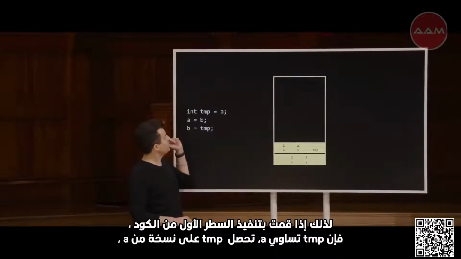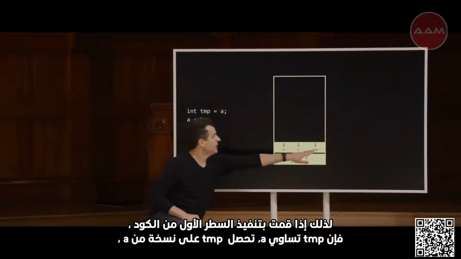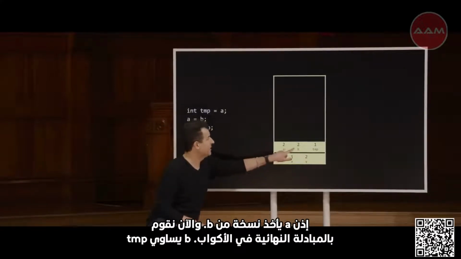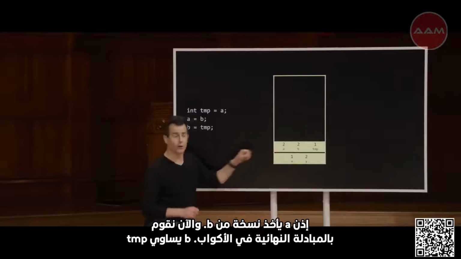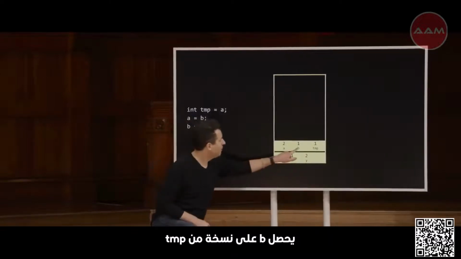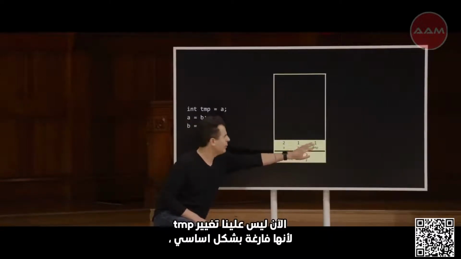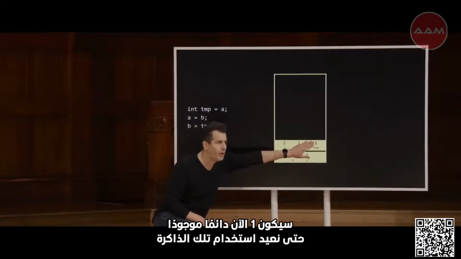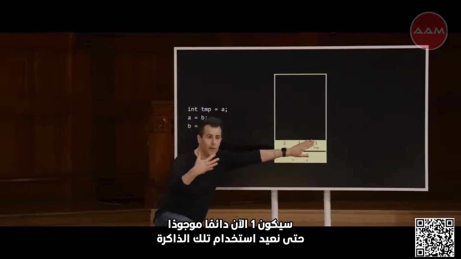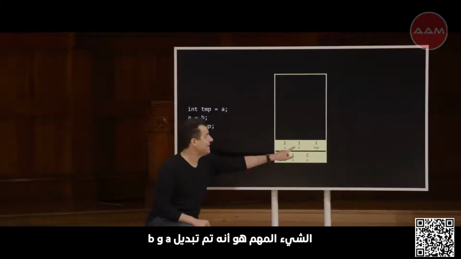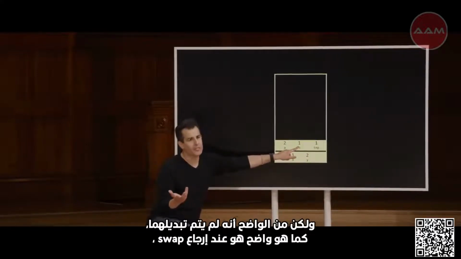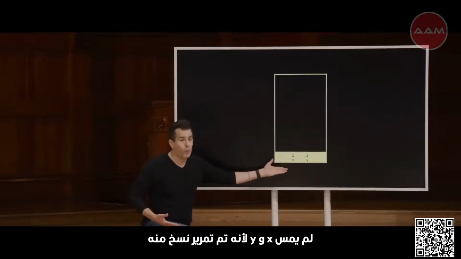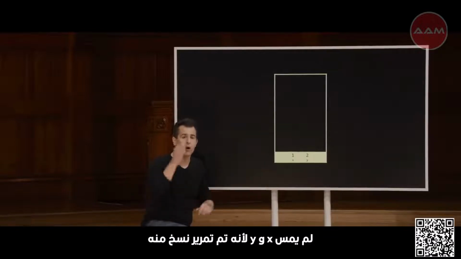So if I execute the first line of code, temp equals a, temp gets a copy of a. What happens next? a equals b. So a takes on a copy of b, and now we do the final swap in the glasses, b equals temp, b gets a copy of temp. Now, we don't have to change temp because it's essentially empty, although there's the garbage value 1 is always now going to be there until we reuse that memory. The important thing, though, is that a and b have been swapped. But what obviously has not been swapped, as is manifest when swap returns, is x and y, which are untouched because copies thereof were passed in.